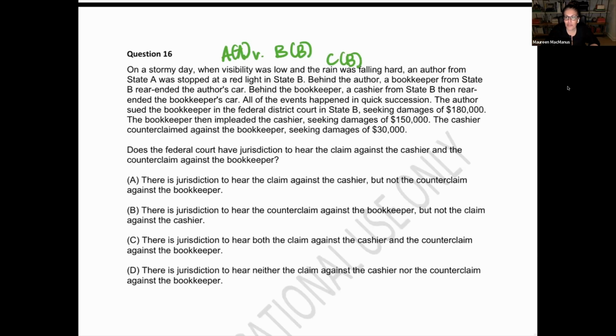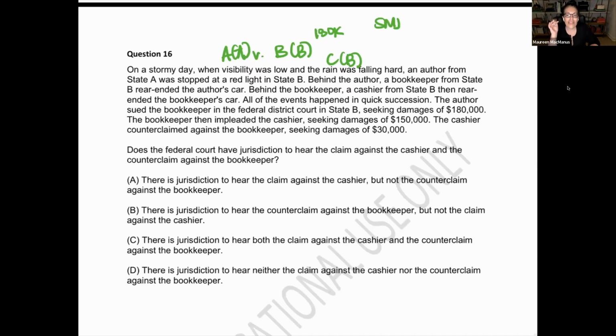So the cashier counterclaimed against the bookkeeper seeking damages of $30,000. So does a federal court have jurisdiction to hear the claim against the cashier and the counterclaim against the bookkeeper? So we're just concerned about this claim. Do we have an independent basis for SMJ? Yes, we do. We have this claim here, and it's for $180,000. So we have SMJ for A and B. Then is there supplemental jurisdiction? Well, does it arise out of a common nucleus of operative fact? Yes, it all arises out of the same accident, so they can.